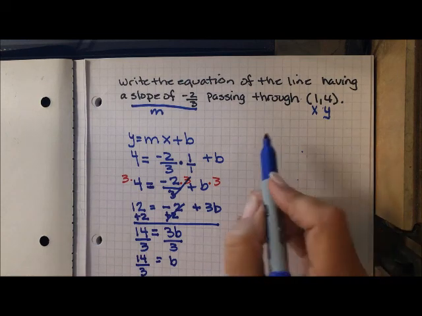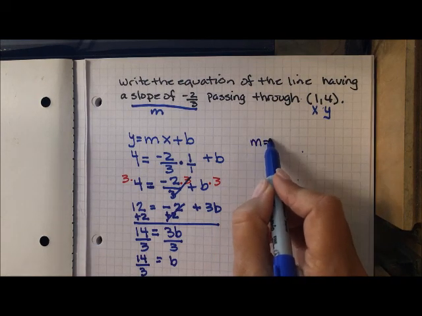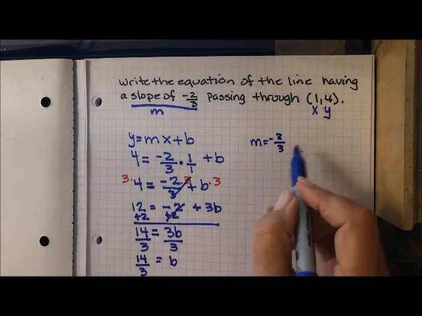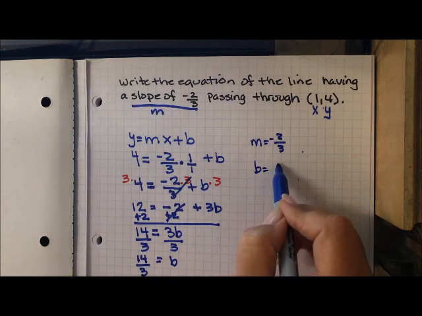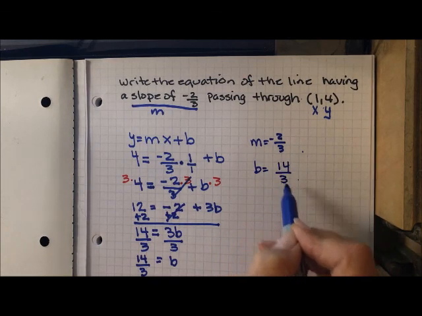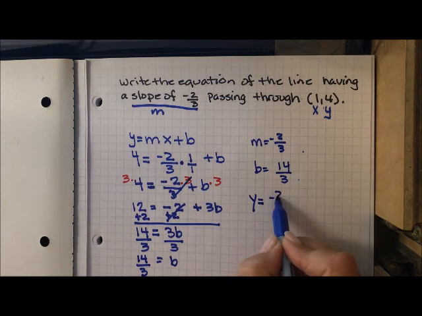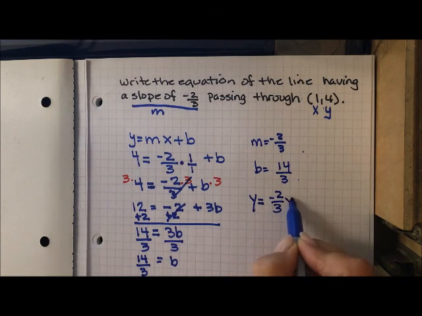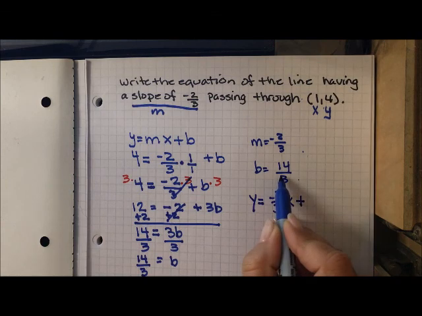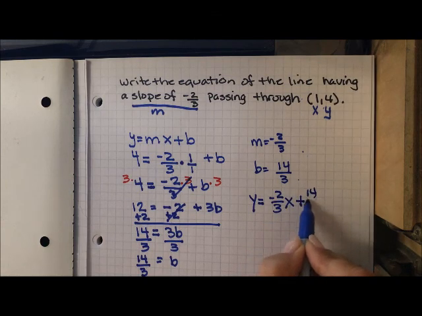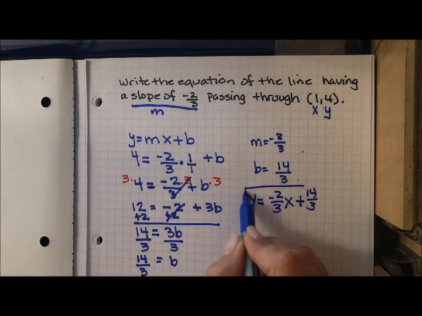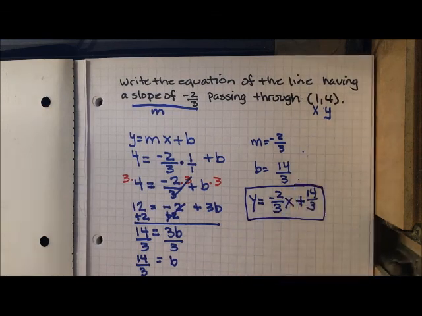So now we can finish our problem. We know that m equals -2/3. We know that b is 14/3. And our equation will be y equals -2/3 x plus, because it's positive, 14/3. And there you have it. And that's it.